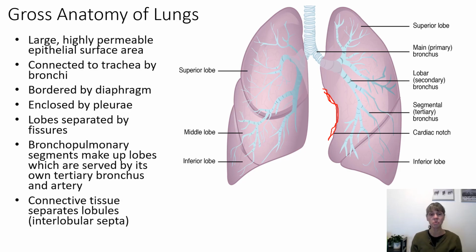The lobes are further broken down into segments, and there are roughly 10 segments on the right side, 8 to 10 on the left, and those bronchopulmonary segments make up the 3 lobes, and the bronchopulmonary segments are served by the tertiary bronchi and arteries. The segments are further broken down into lobules, and those are the smallest segments within the segment that are visual with the naked eye.